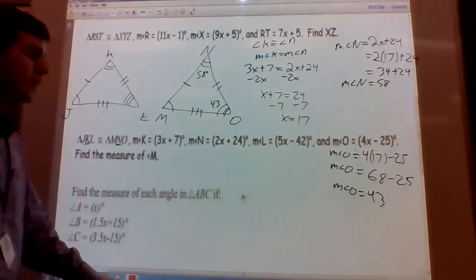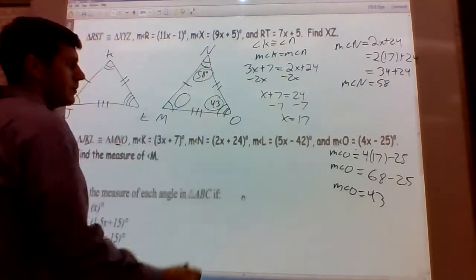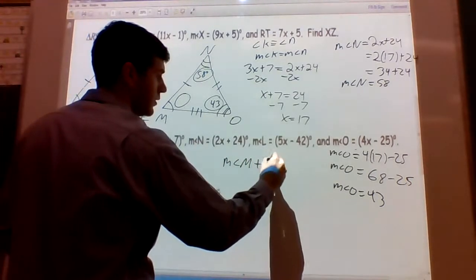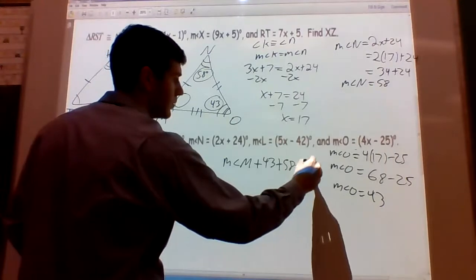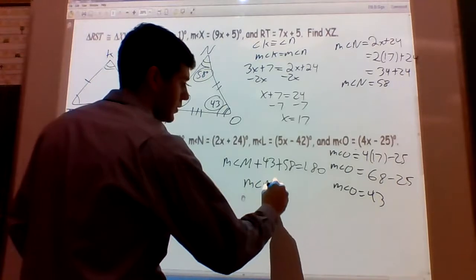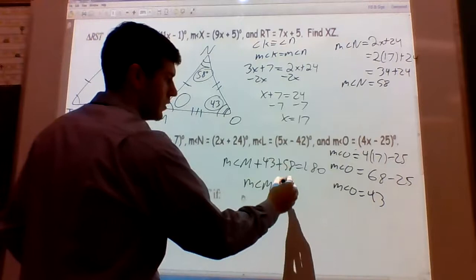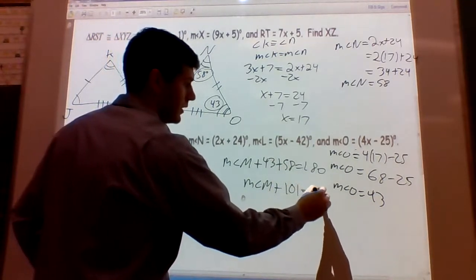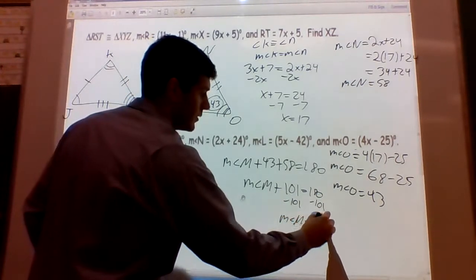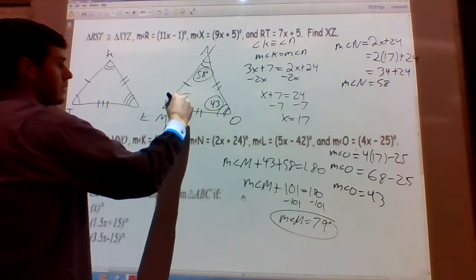And by the triangle sum theorem, these three angles are going to add up to 180. So the measure of angle M plus 43 plus 58 is going to equal 180 degrees. So the measure of angle M plus 43 plus 58, which is 101, is 180. So minus 101, the measure of angle M is going to be 79 degrees. So this one is going to be 79, and that's what we're looking for.